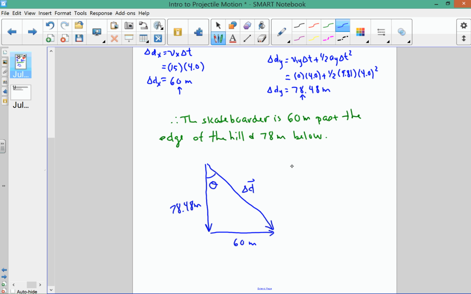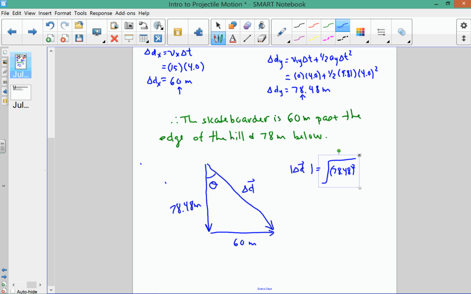So now, just like any other displacement problem, I want to figure out what is the magnitude of the displacement. Okay, so I'm going to have to take the square root of everything.